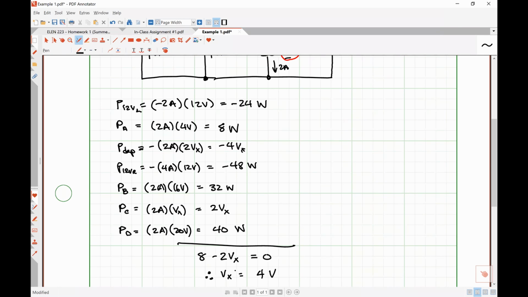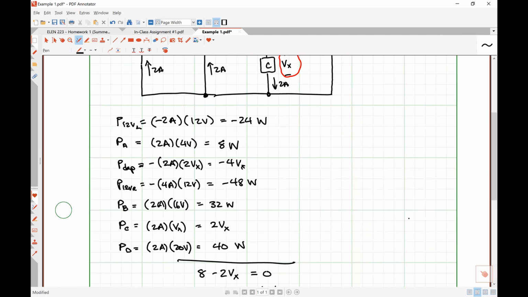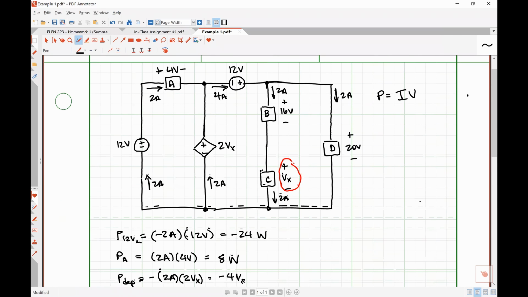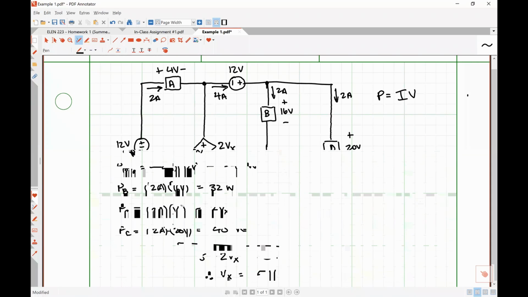Could you scroll up a little bit to see B? Thank you. Any other questions or comments or anything about this?